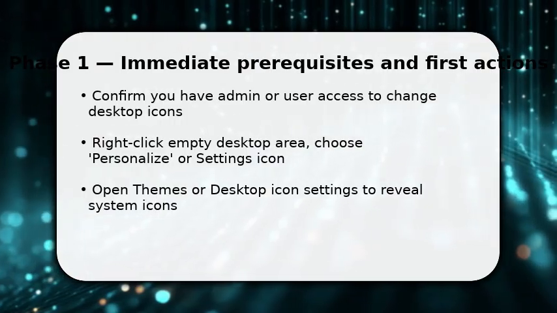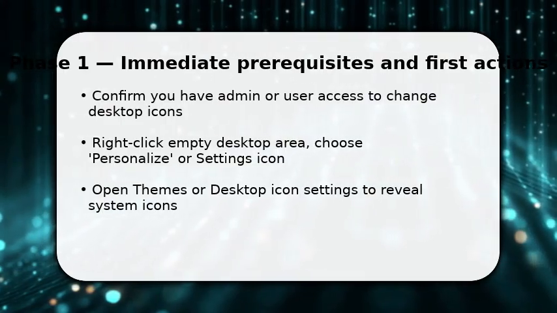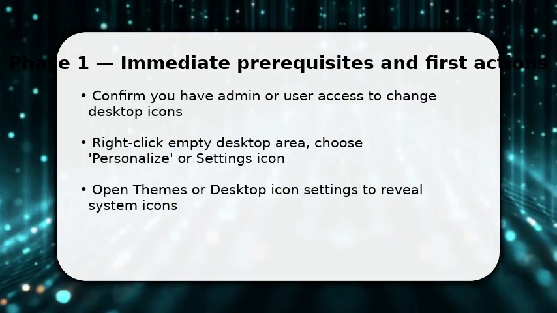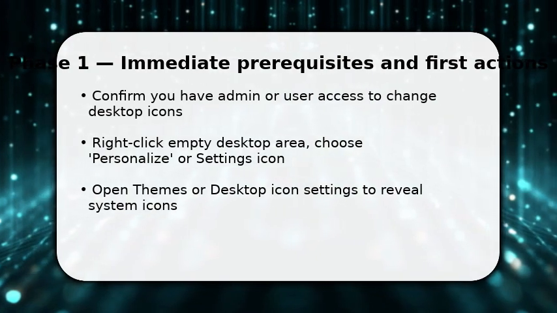Once there, locate Desktop Icon Settings. This specific control toggles system icons like this PC, Recycle Bin, and Network. Make sure to keep the settings window visible while you change options so you can immediately see the effects.